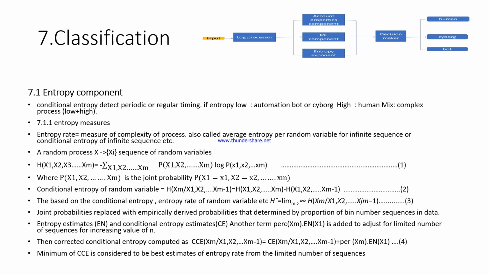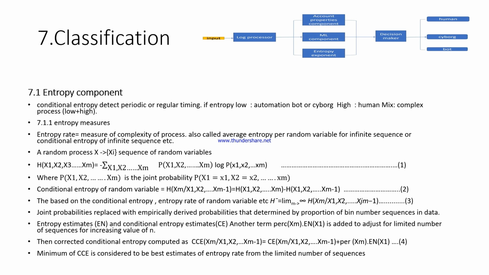If the entropy is mixed, this means it is a complex process, a combination of human beings as well as bot or cyborg. So that is high or low entropy. For measurement of entropy, we take the entropy rate, which measures the complexity of the process. It is also called the average entropy per random variable for an infinite sequence, or the conditional entropy of an infinite sequence. A random process X contains a sequence of random variables.